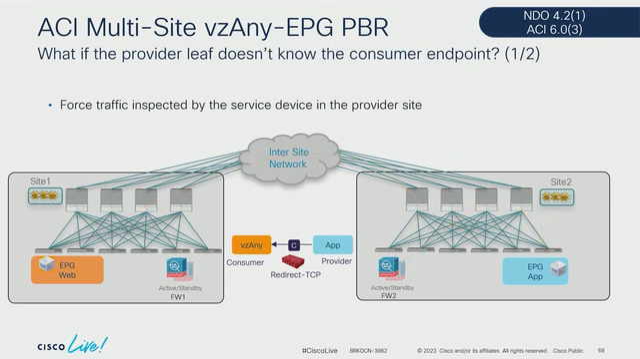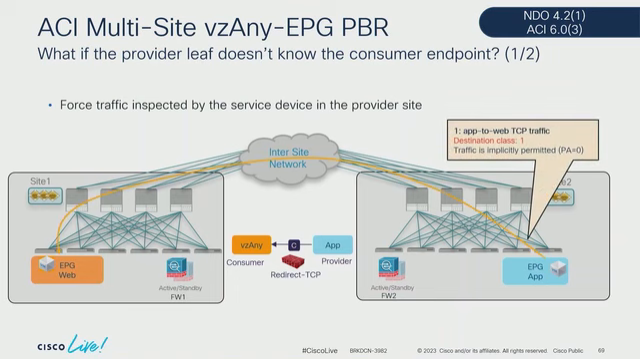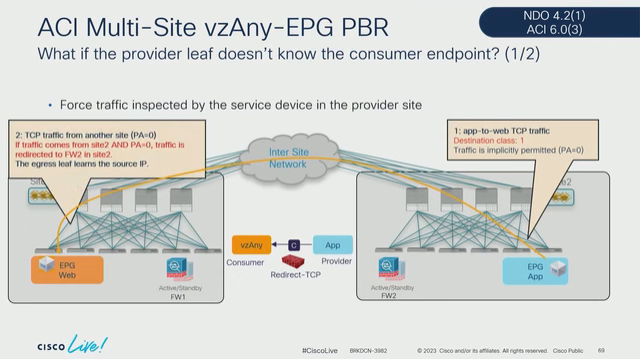Then you might be wondering, what if the provider leaf doesn't know the consumer endpoint class ID? Here we have a new behavior to make sure the firewall in the provider site is inserted. If the provider leaf cannot resolve the destination class ID, we have no choice but to implicitly permit the traffic, meaning policy was not applied, and the policy applied bit is 0. Here is the new behavior: the destination leaf receiving inter-site traffic that hits the VZNE to app redirect rule, but where policy was not applied, knows the policy was supposed to be applied in the provider site. So we redirect the traffic back to the firewall in the provider site, ensuring the provider site firewall is inserted for both incoming and return traffic.